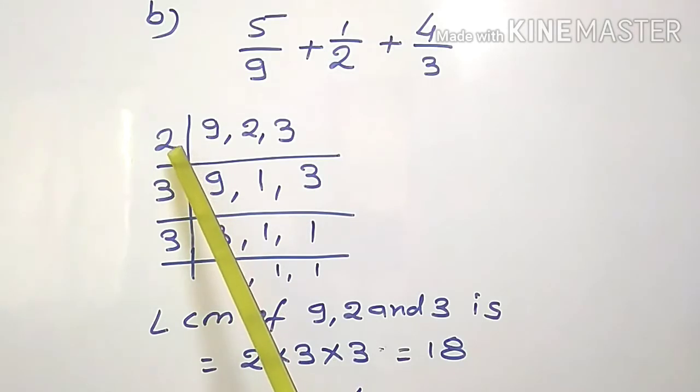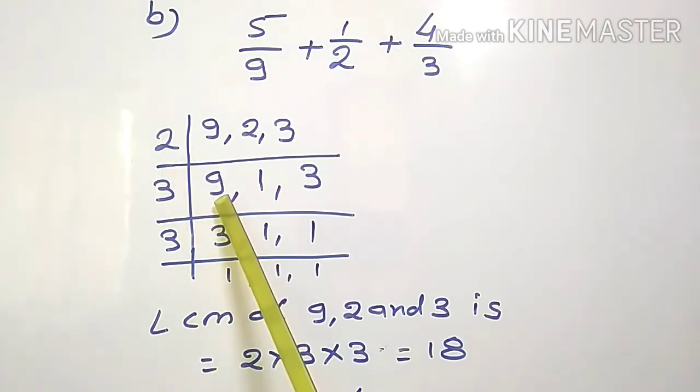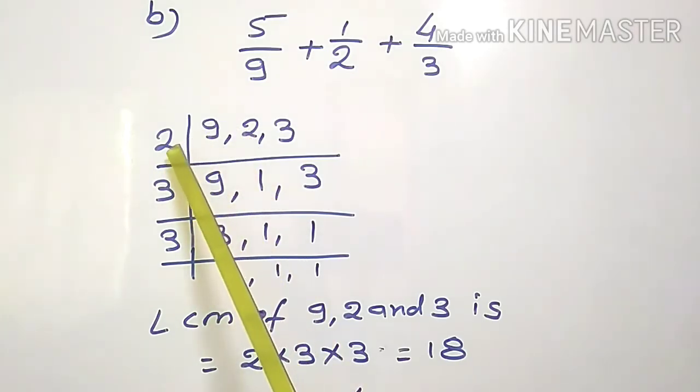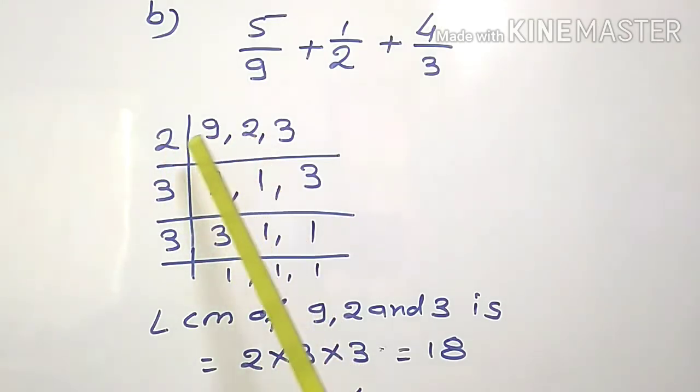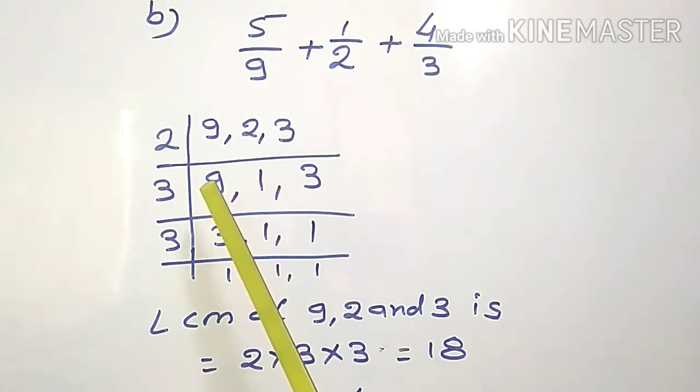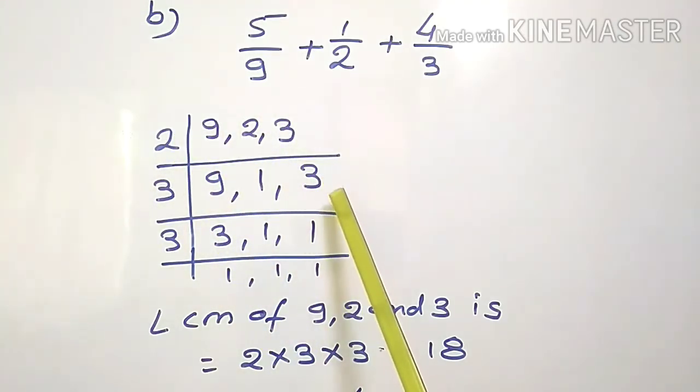To find the LCM by the common division method, write 9, 2 and 3, divided by prime number 2. 9 is not a multiple of 2, so write 9 as it is. 2 is a multiple of 2, so divide by 2. 2 ones is 2, and 3 is also not divisible by 2, so write 3 as it is.